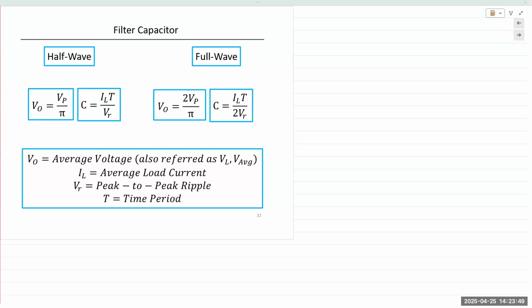The larger the capacitor, the slower the discharge, and the smaller the ripple. So VR is inversely proportional to the capacitance value. Smaller the capacitor, larger the ripple voltage. Larger the capacitor, smaller the ripple voltage. And that is seen in these equations right here.